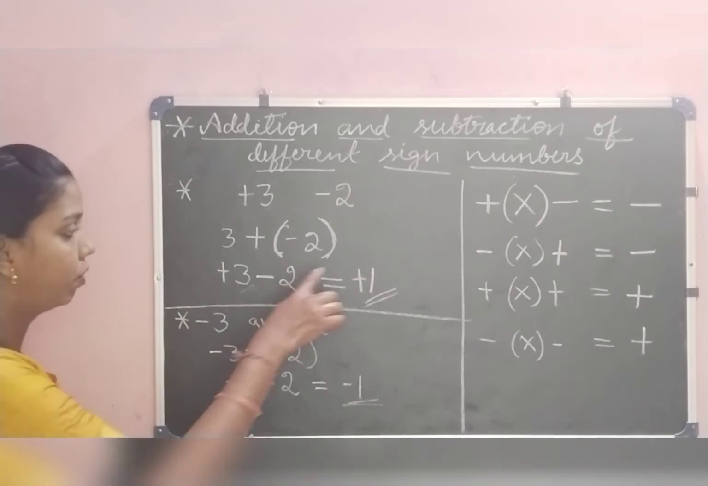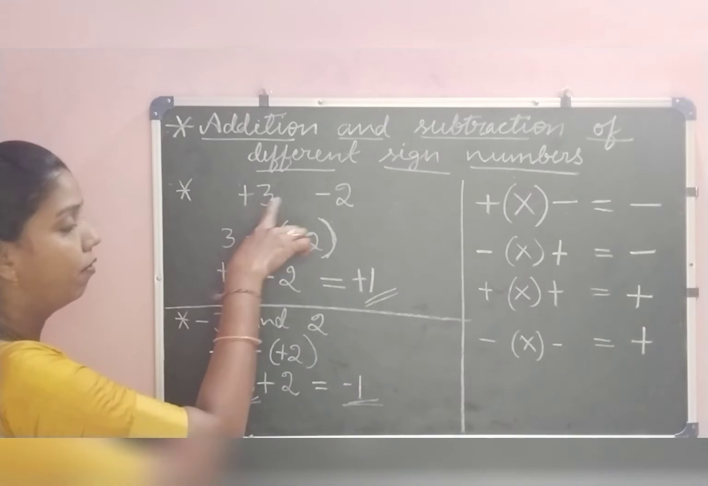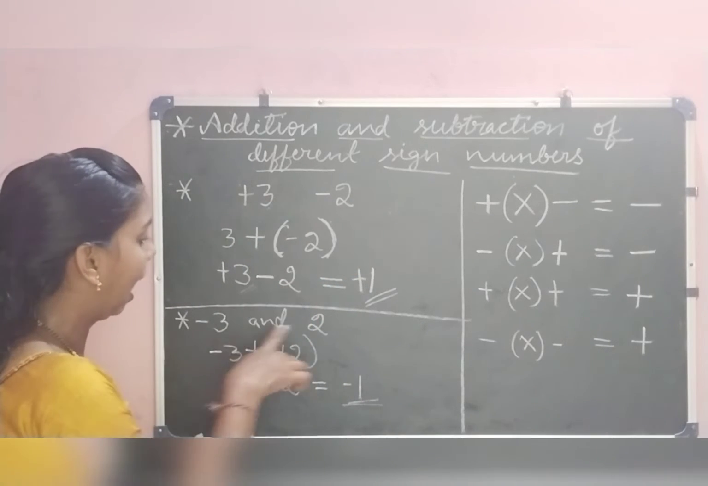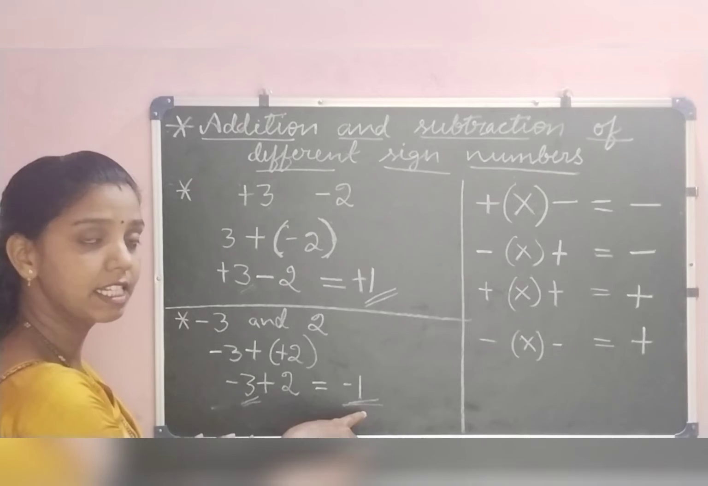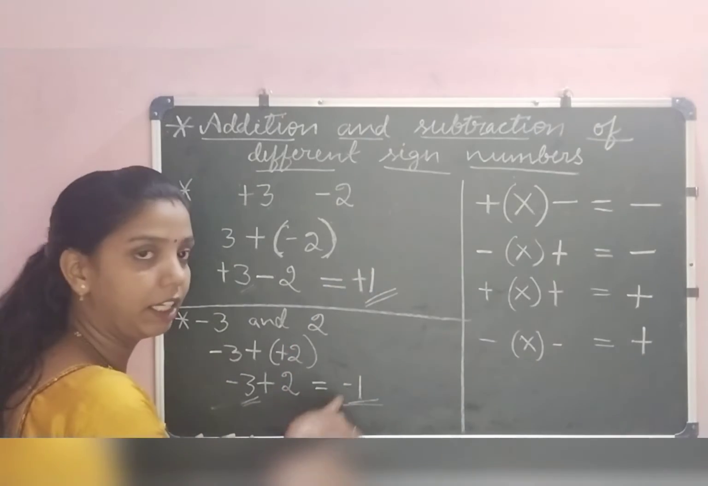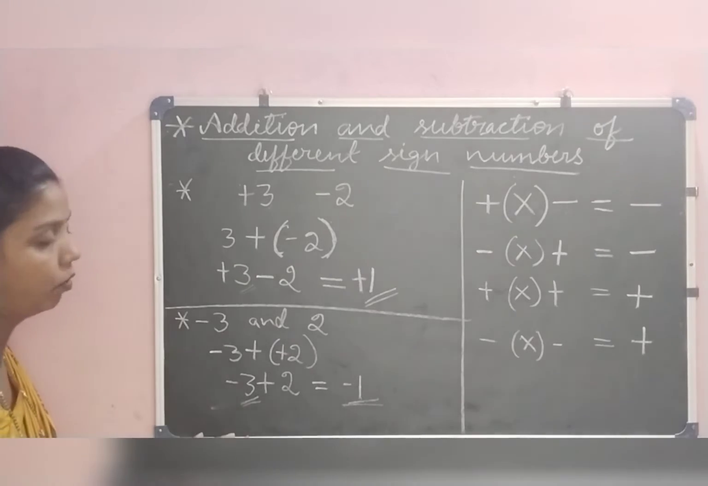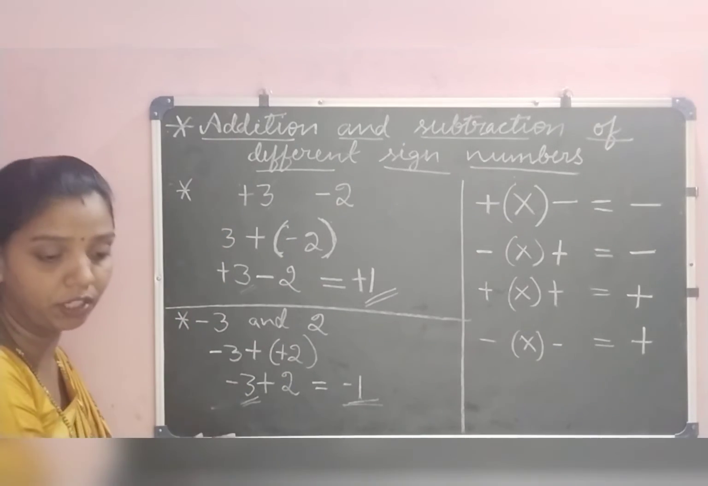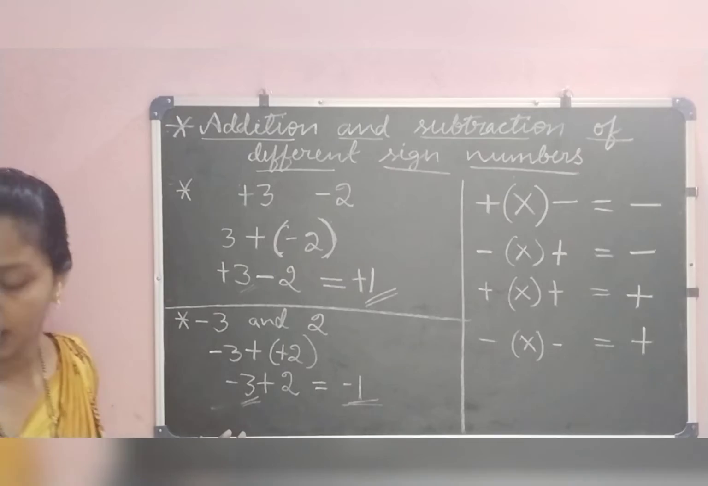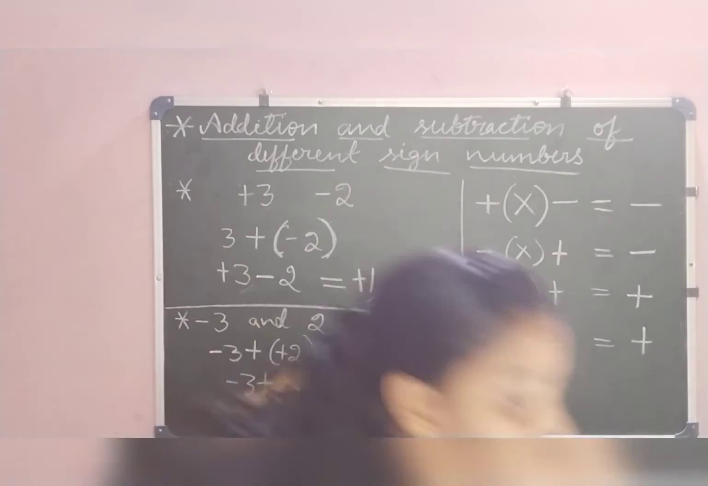And I hope you understood the difference between the two. When the larger number has a negative sign, the answer will have a negative sign. And if I consider one more example, this one I hope you understood. Now I will consider another example.